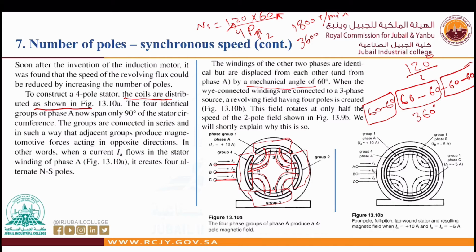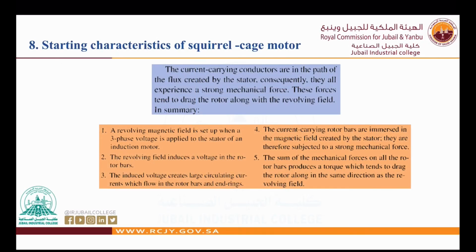This field rotates at only half of the speed of the two-pole field shown in this. Now, for the starting characteristics of a squirrel cage motor, this is a conclusion, okay? So please read it and revise it, please. A revolving magnetic field is set up when a three-phase voltage is applied to the stator of an induction motor. We now apply the voltage to the stator windings. Now the revolving field induces a voltage in the rotor bars.